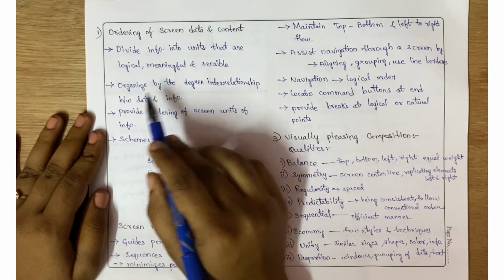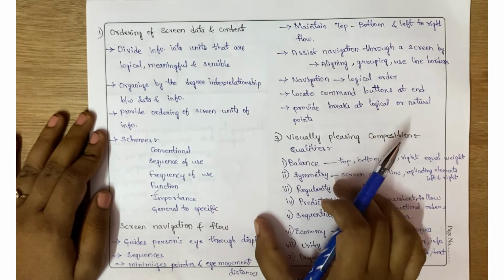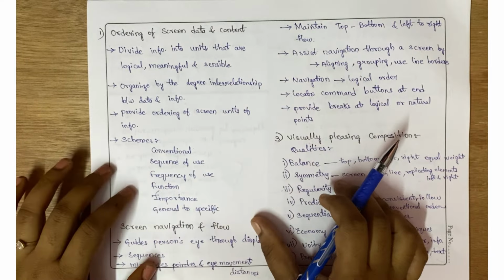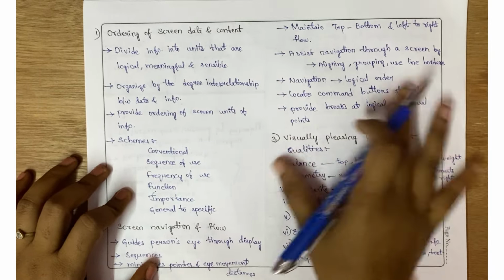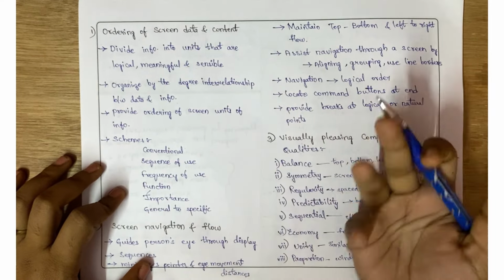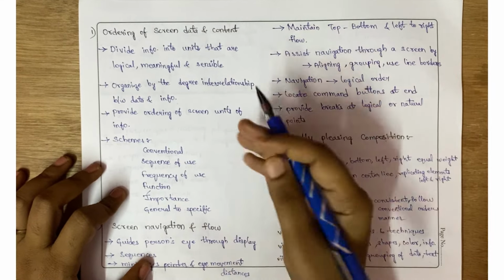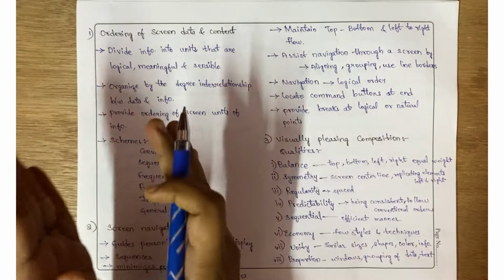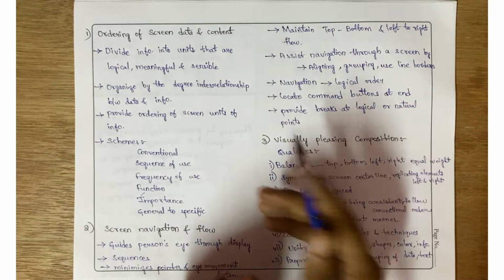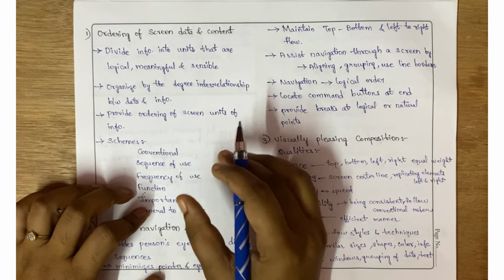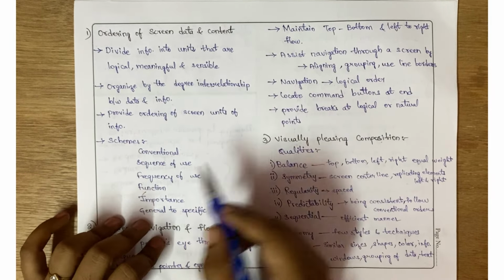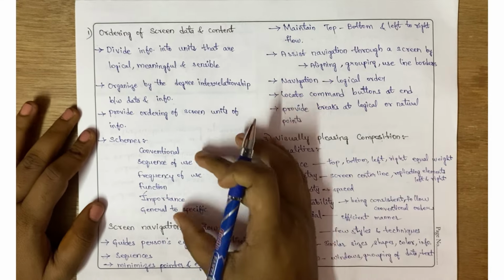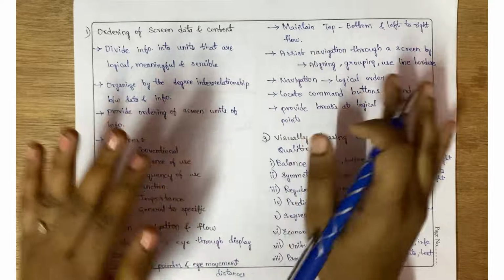This organization must be based on the degree of interrelationship between data and information. We also need to provide ordering of screen units of information. For this ordering, what methodologies can I use? You can use a conventional method: this is the main topic, and under this you have these subtopics. Other schemes are frequency of use, based on usage; function and importance; and general to specific. These are some schemes provided for the ordering of the data.